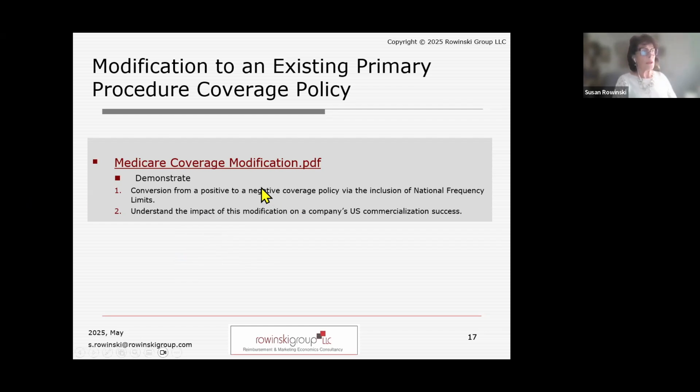So the reason I'm showing this, I think, is a good demonstration of how reimbursement was changed due to coverage policy and not coding. In this policy, it was a conversion from a positive to a negative coverage policy through the inclusion of national frequency limits. We'll talk about that. And to understand that this change had a negative impact on this particular company's commercialization success. In fact, it closed the company up.